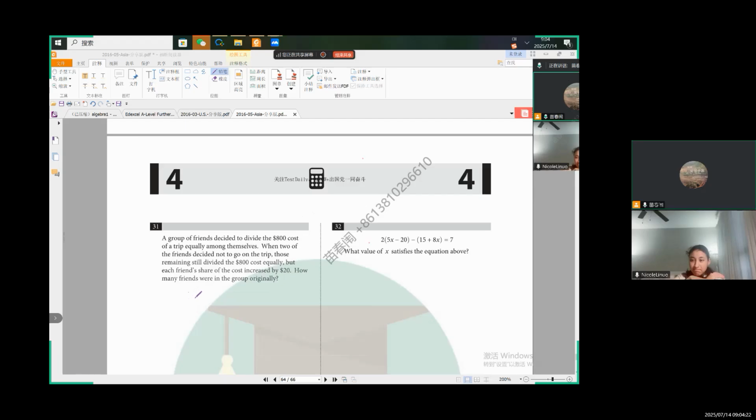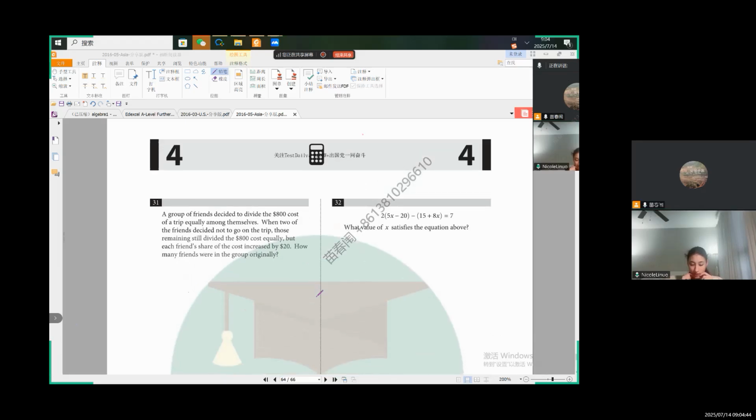So anyway, 31. Let's do 31. All right, I have an inequality, but it's not working. Yeah, this one is not easy. I remember last time you struggled too. We also did a similar question in SSAT. I got 800 over x, and then the other one is 800 over x minus 2 plus 20.